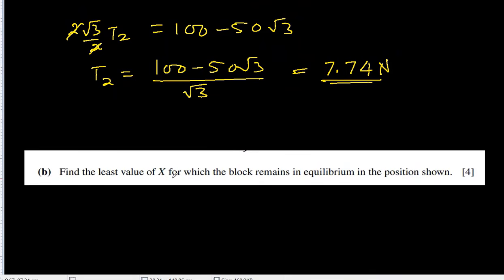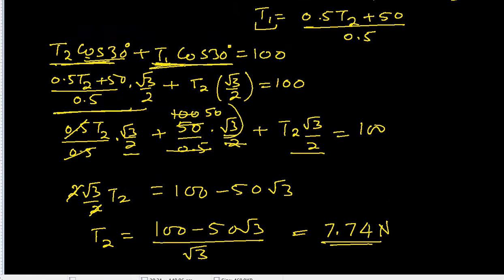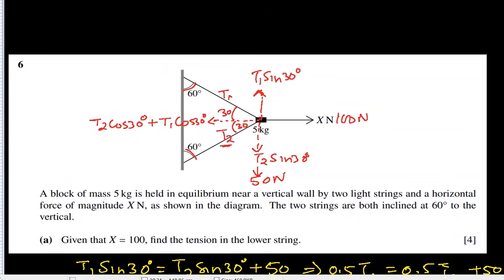Find the least value of x for which the block remains in equilibrium in the position shown. So let me try to explain this to you. What they mean is that we have 100 Newton force on this side here. If we make it 99, this string will still be taut.